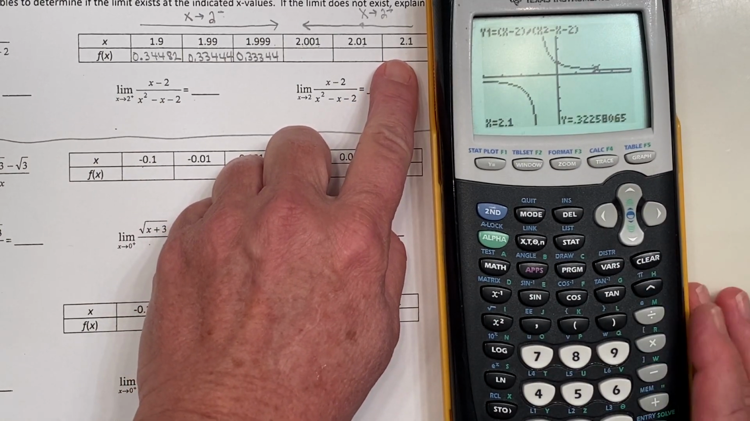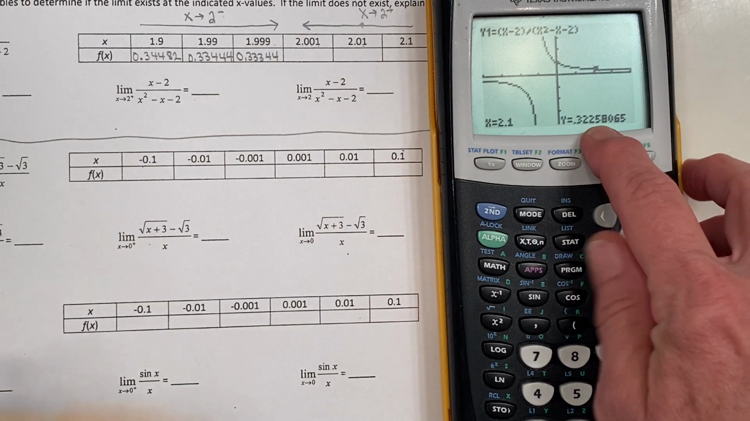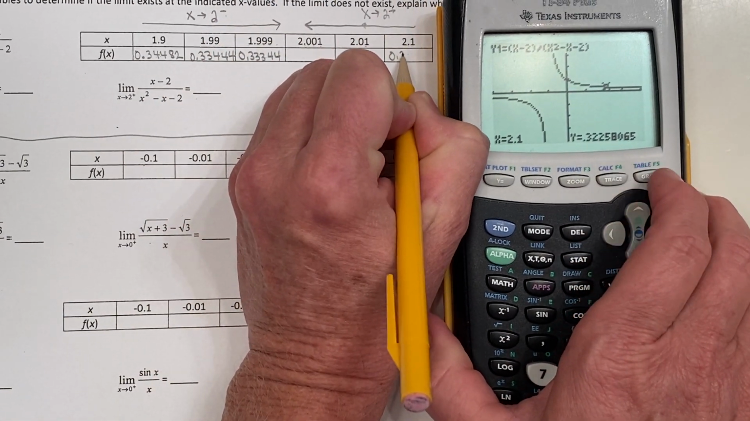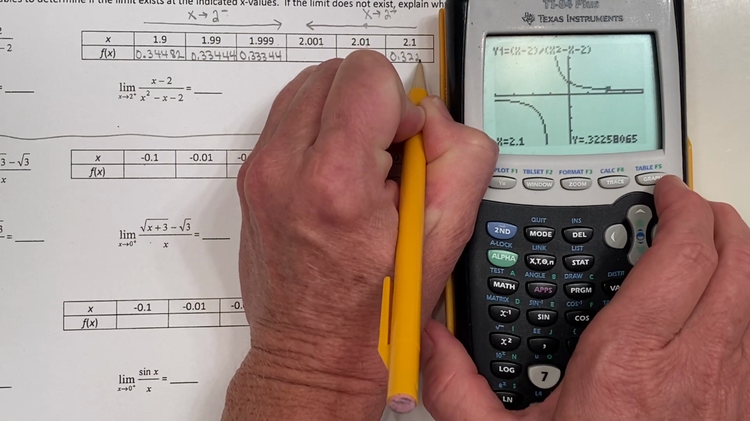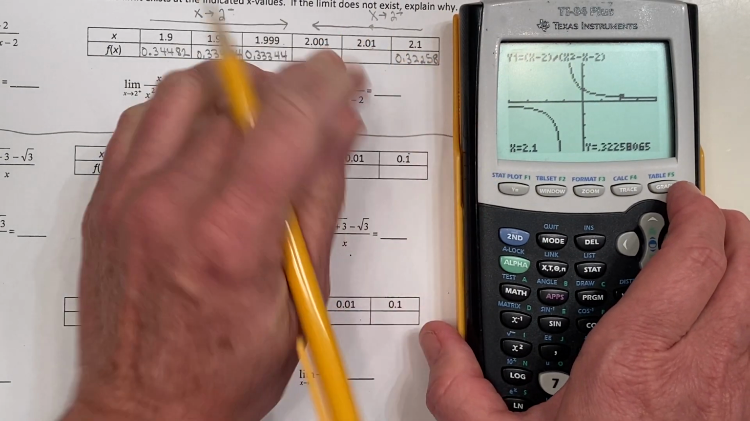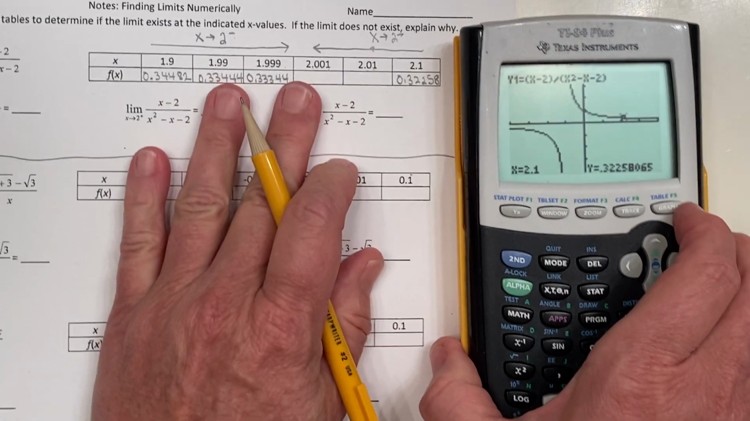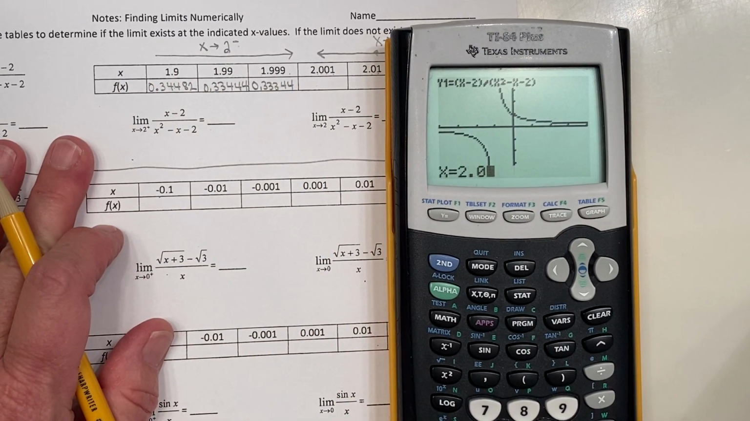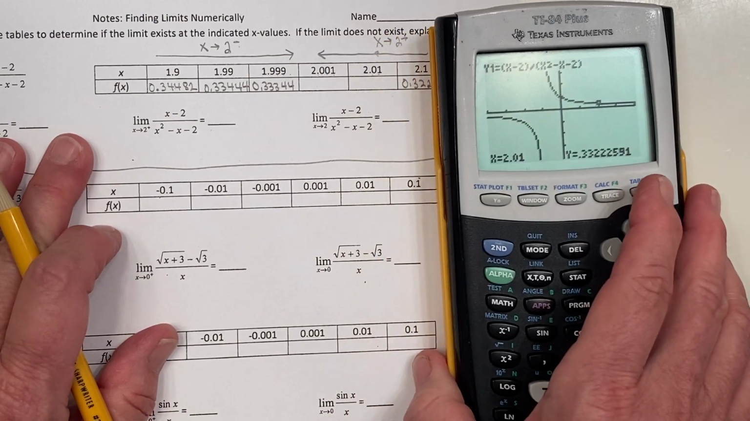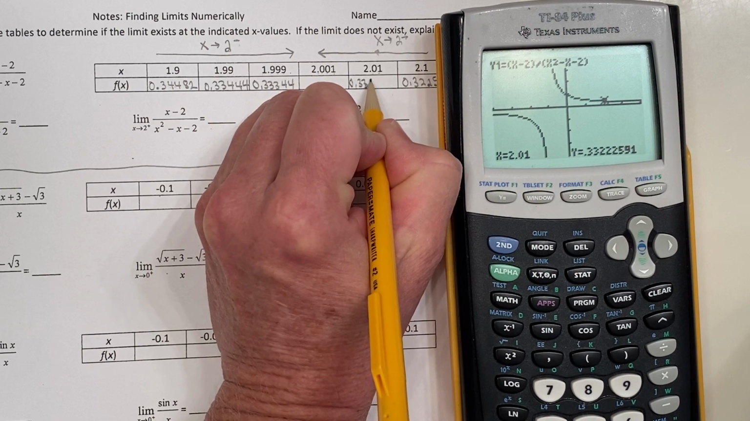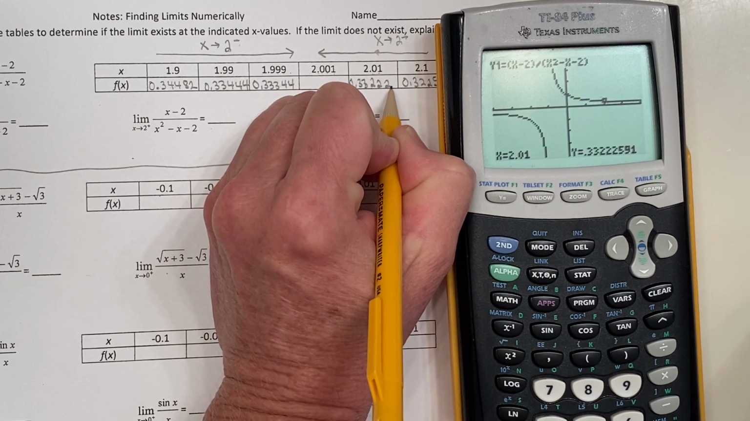So 2.1 puts me on the other side of x equals 2, and I can see that's pretty far away from 2. You might not think so, but it really is. 0.322, and I'm going to do 2.01. Okay, now remember, we're coming back this way now because x is approaching 2.0. That's even closer. Notice I have another 3 settling in. 0.33, a second 3, 222.